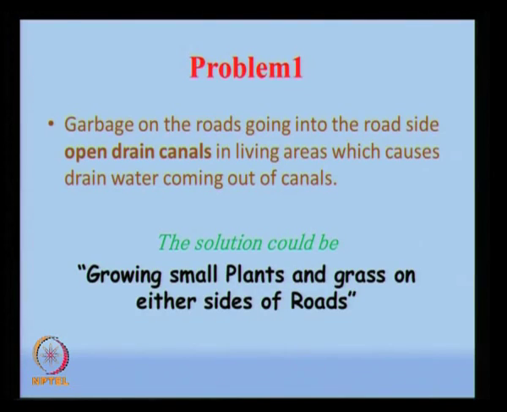Here comes the first problem. The solid waste passes into the open drain canals, blocking the flow. Growing small plants and grass might effectively work in blocking the solid waste from going into the canals, and it also improves the greenery.